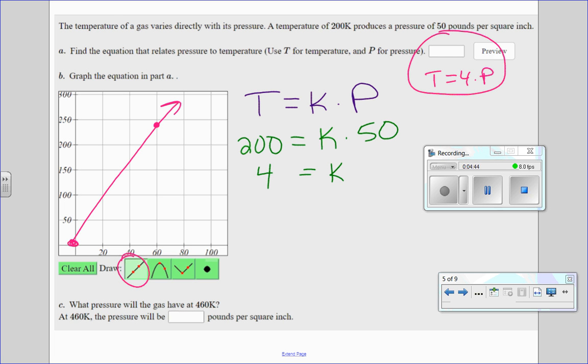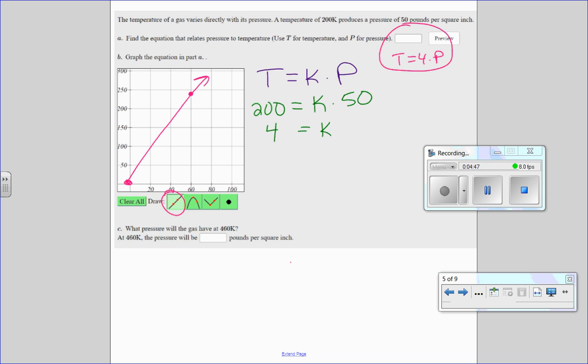And then finally down here at the bottom, part C, what pressure will the gas have at, is that a 460? It's just blurry on my smartboard. Yeah, it's a 460. What will the pressure be if the temperature is 460?